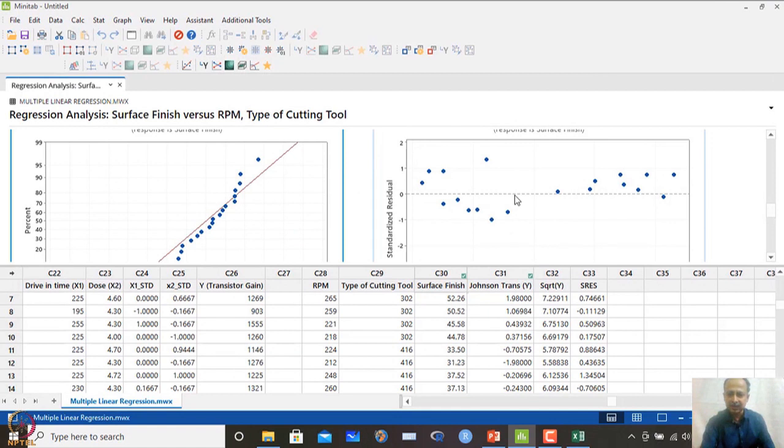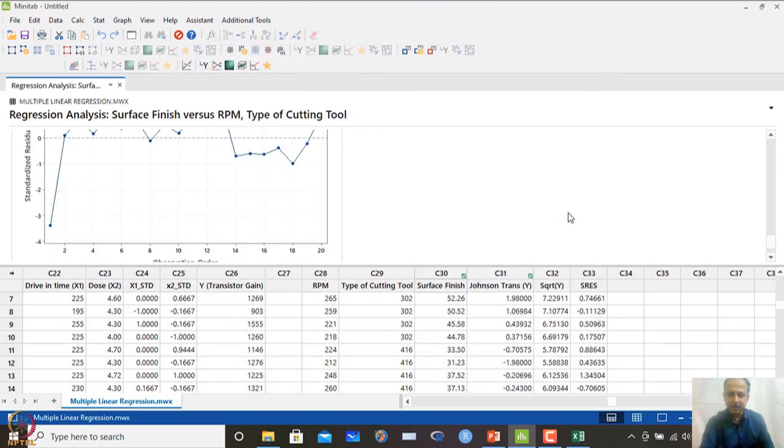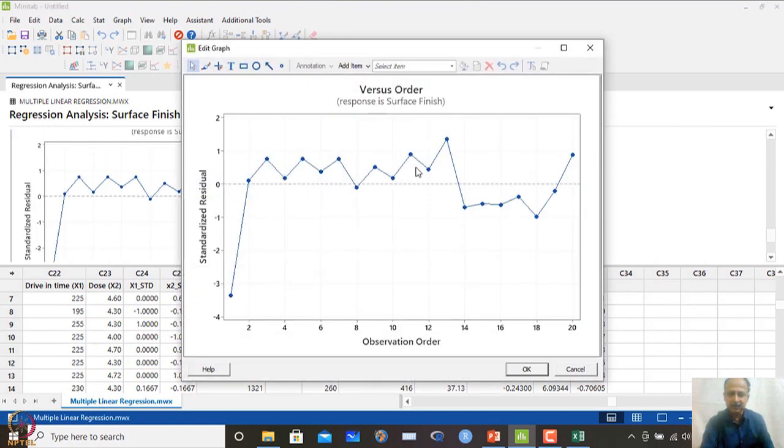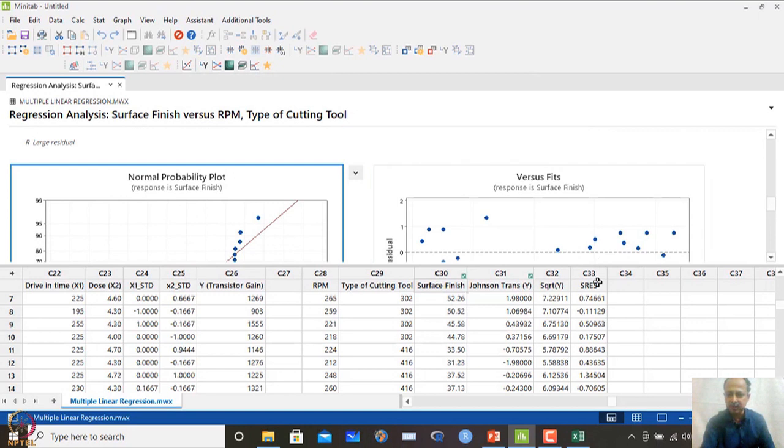So, we have to test that one, and heteroscedasticity does not seem to be a problem because it seems to be random, and also we can see that autocorrelation is not so significant. So, these two checks can be done, but what we want to see is normality. So, this C33 column will tell me whether the normality assumption is violated or not.